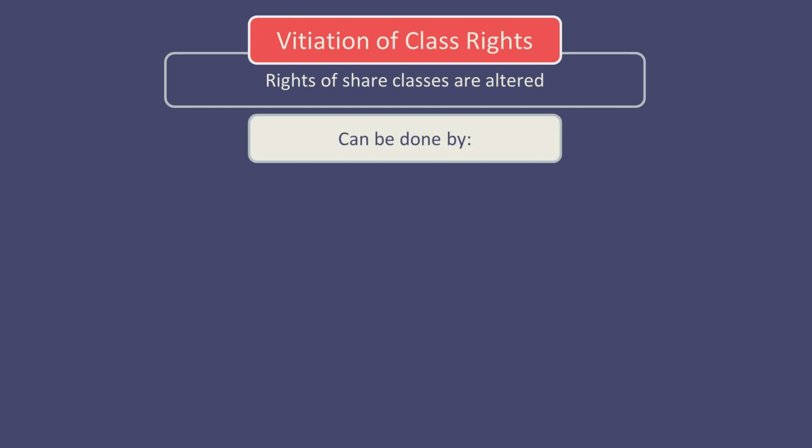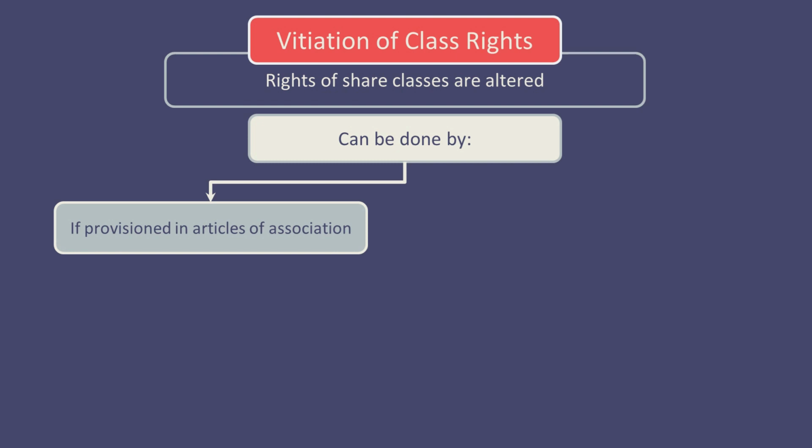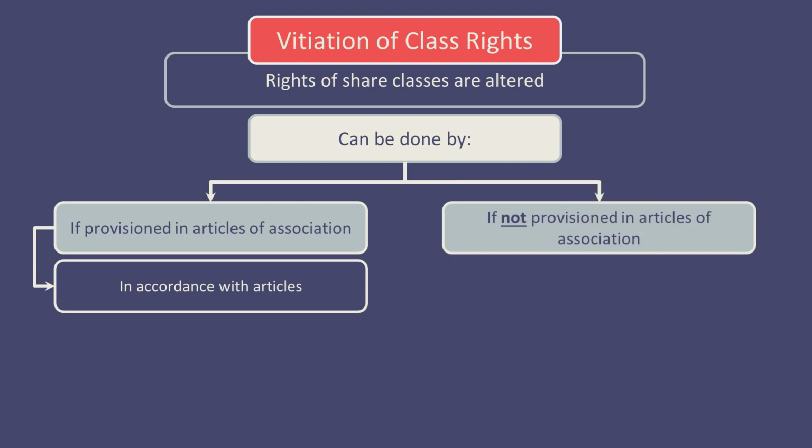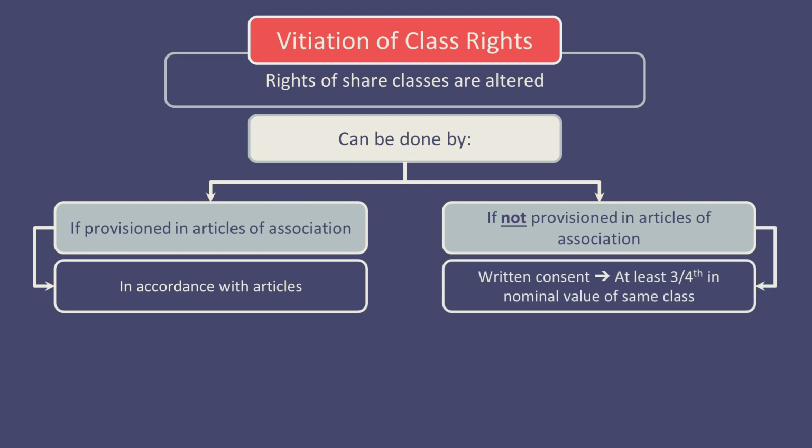The Articles of Association may set out class rights and provisions for altering or varying those rights. Share rights may be altered in accordance with these articles. If the Articles of Association do not have provisions for varying the rights, the company can vary its share rights by obtaining written consent for the variation from the shareholders of at least 3/4 in nominal value of the issued shares of that class. This excludes any treasury shares.